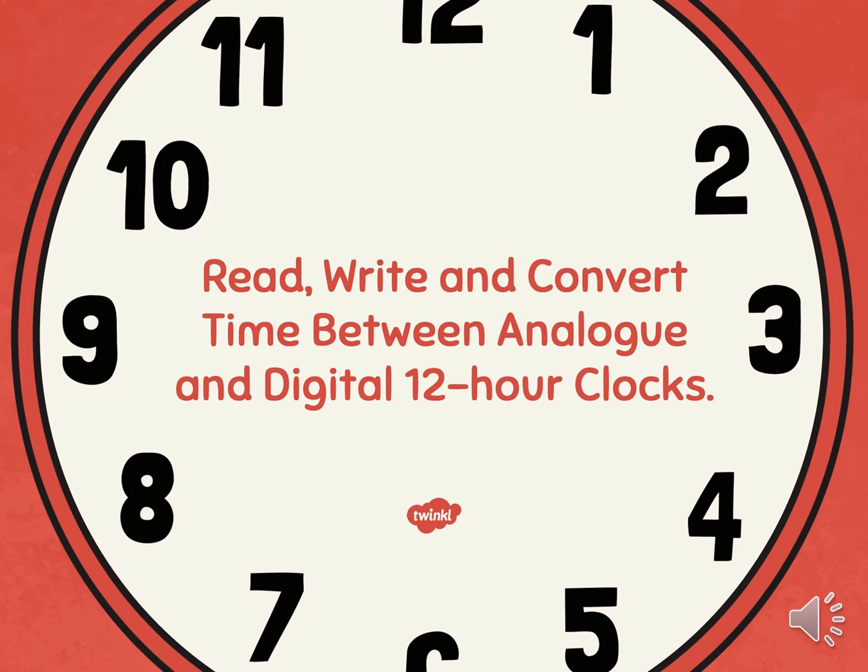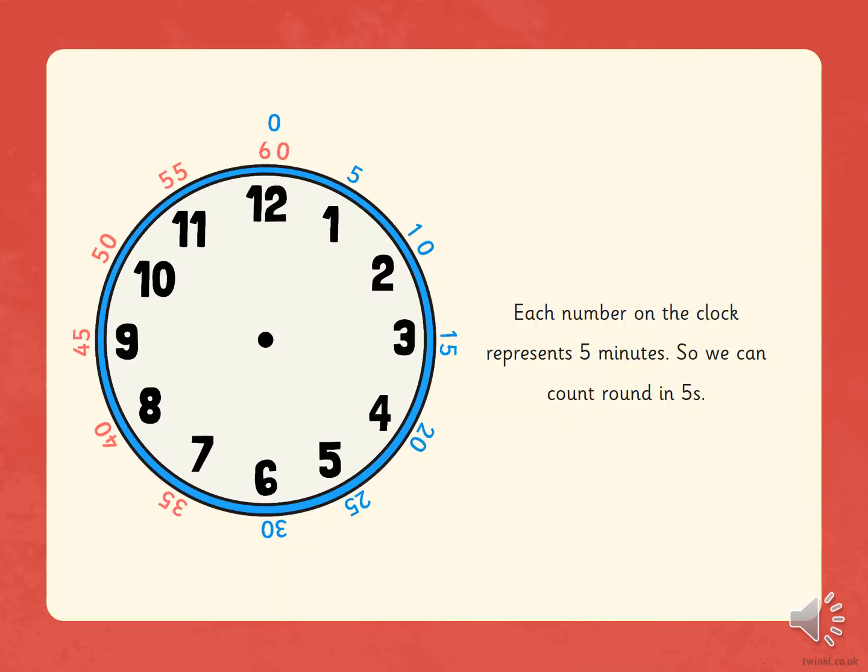Clocks come in lots of different ways. Today we're going to learn about analog clocks and digital clocks. Each number on the clock represents 5 minutes, so we can count around in fives. 0, 5, 10, 15, 20, 25, 30, 35, 40, 45, 50, 55, 60. So when the minute hand, the big hand, goes to each individual number, that is a multiple of 5.